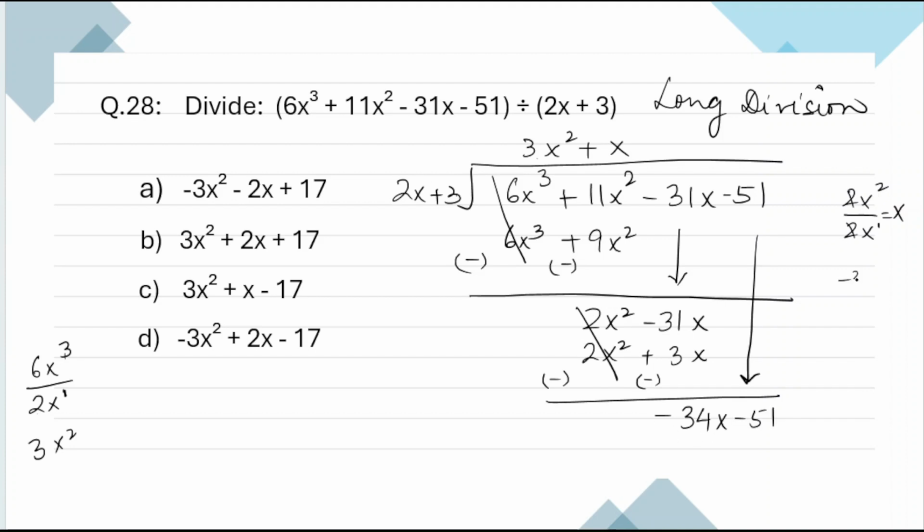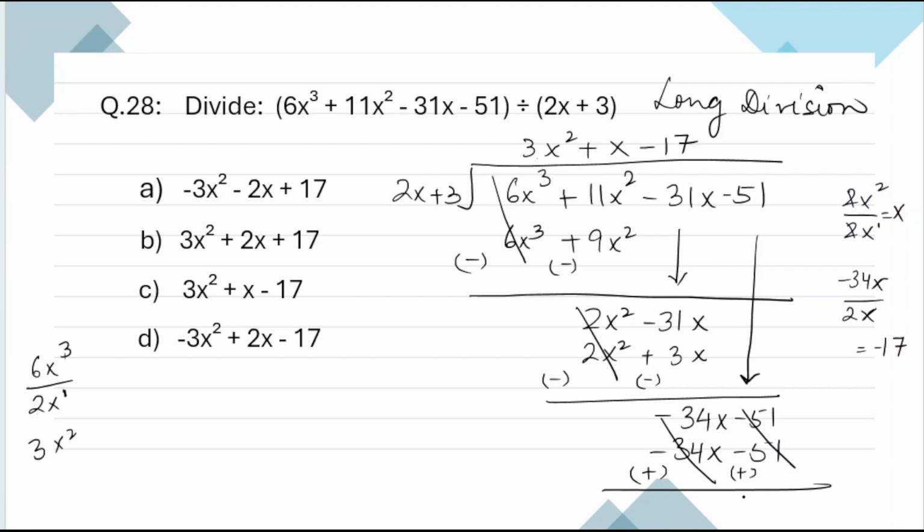Pick the first term, negative 34x, divided by the first term of the divisor, 2x. So what do you get? You get negative 17. So this term is negative 17. Now multiply this divisor with this negative 17. So 2 times negative 17 is negative 34x and 3 times negative 17 is negative 51. Change the signs. Cancel, cancel. My remainder is 0. So what is my answer? 3x square plus x minus 17. And so option C is our correct answer.